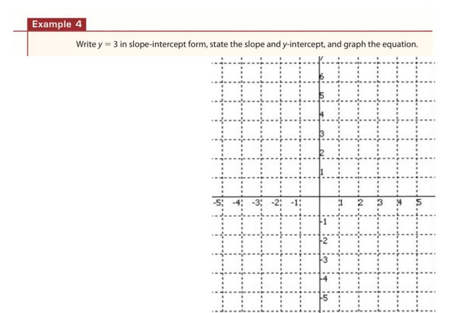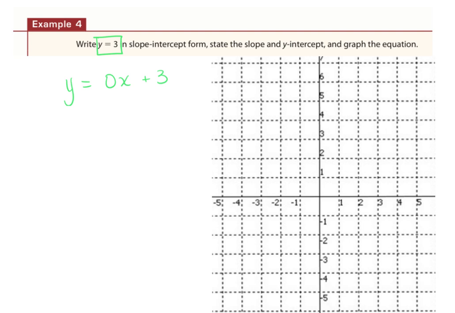So it says write y equals 3 in slope-intercept form. State the slope and y-intercept and graph the equation. This is a special equation. Where is my x? I don't have one, right? So technically, if I wanted to write this, did I change it? No. If my x is not there, I must have a 0 in front of the x, right? And so this is technically a valid slope-intercept form because my y is by itself.